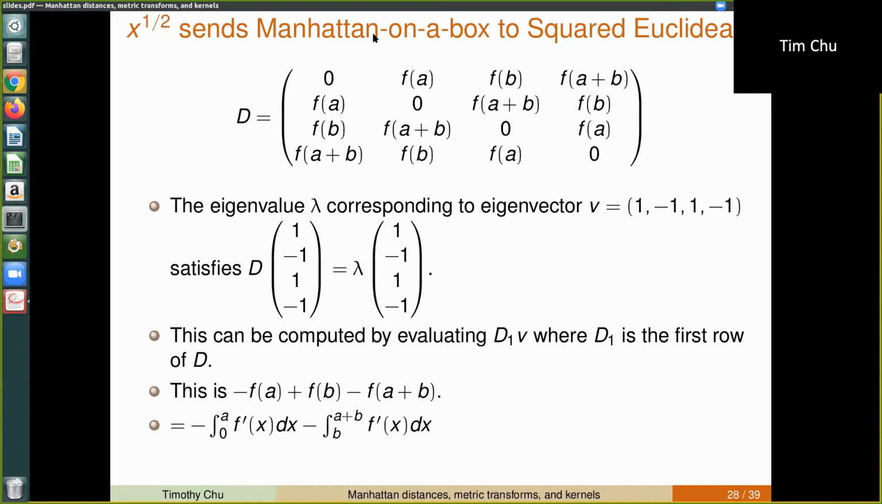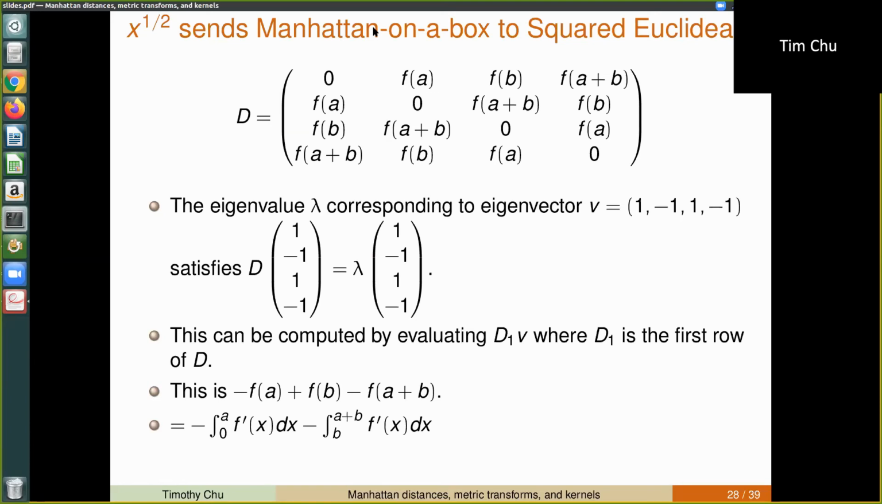And again, I'll pause just a little bit here to give people a little bit of time to think about it. If you have an idea, feel free to jump in. And again, just the overall framing of what we're doing. We're knee-deep in showing that x to the 1/2 sends Manhattan distances on a box, on corners of a box, to squared Euclidean distance. And we're showing that because there was some cute matrix criterion that had to do with checking whether eigenvalues were negative.